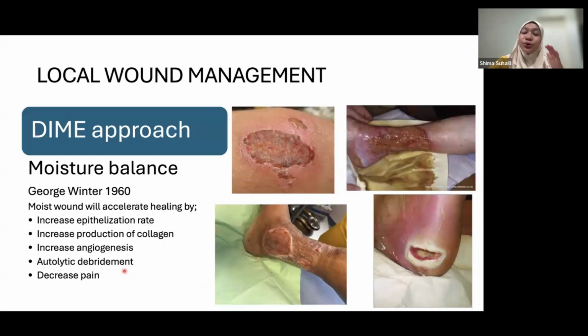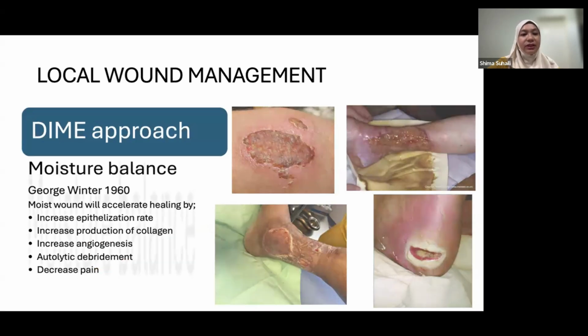In the olden days, there was a belief that a wound needed to be left open and allowed to dry in order to heal. But in 1960, George Winter, from his study, found out that a moist wound will accelerate wound healing. It will increase the epithelialization rate, collagen, and angiogenesis, and also decrease the pain to the patient.